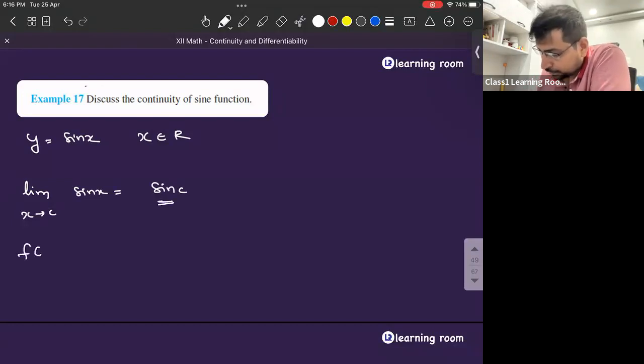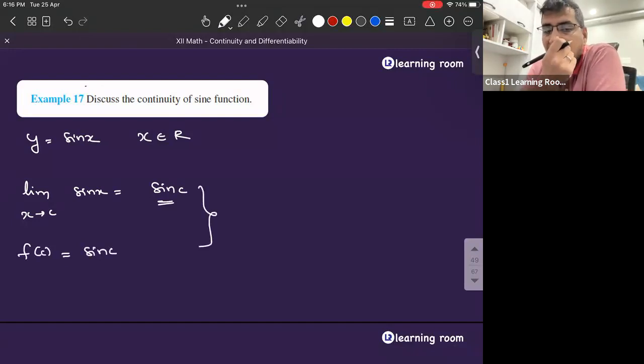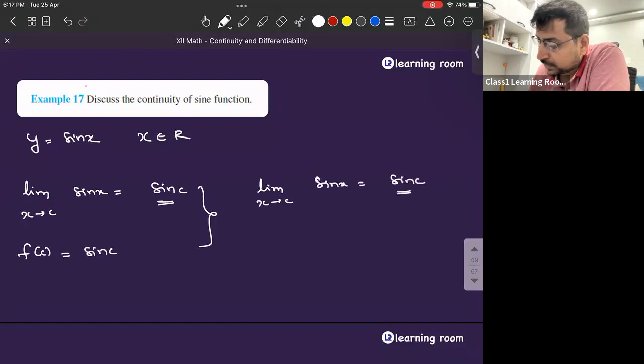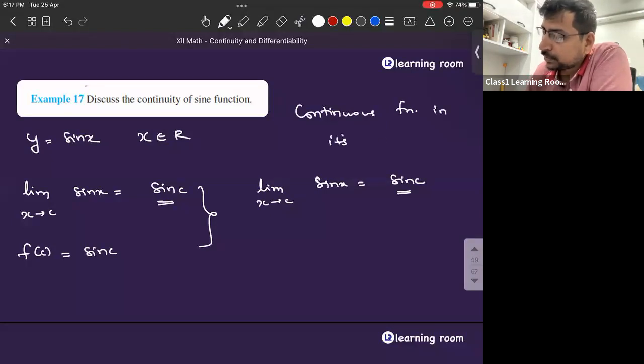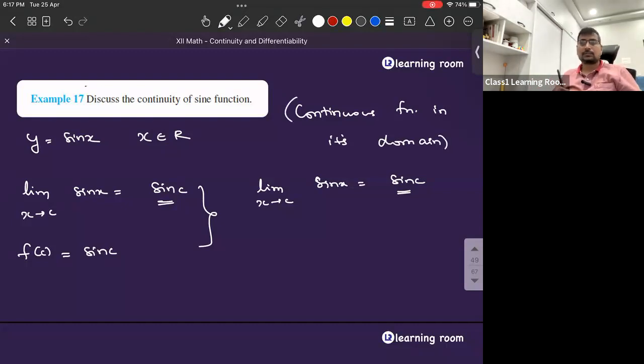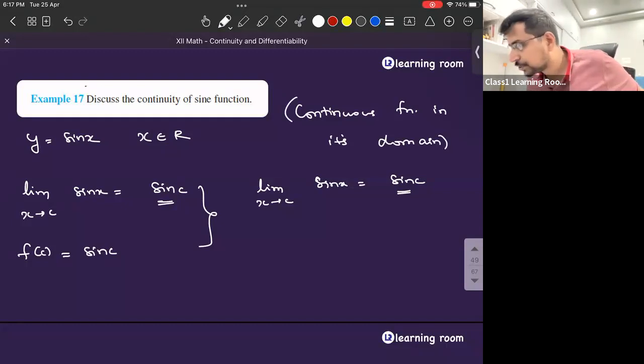And what is f of c? f of c is also sin c. So since limit x tends to c of sin x is equal to sin c, we can conclude that the given function is continuous at every point. So sin x is a continuous function in its domain. Sin x is a continuous function in its domain.